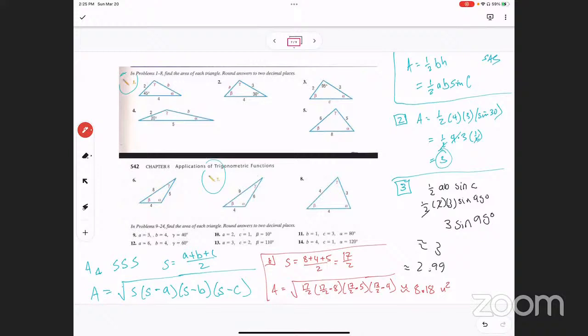Okay. Good, makes sense? Yeah. So that's called Heron's formula, I believe.